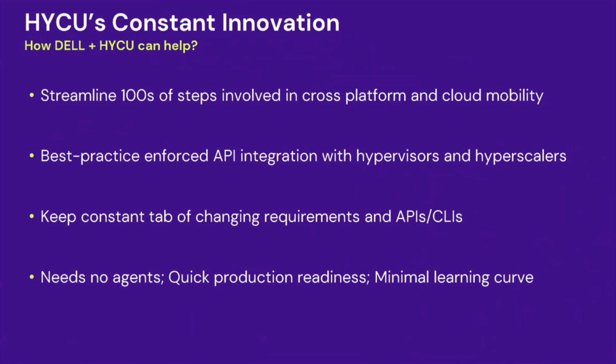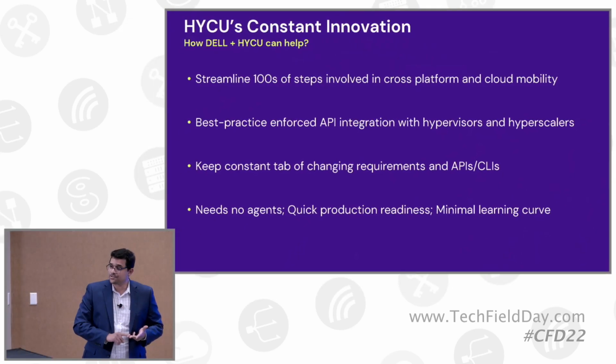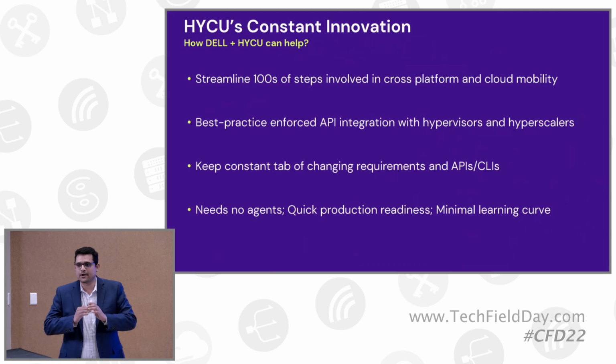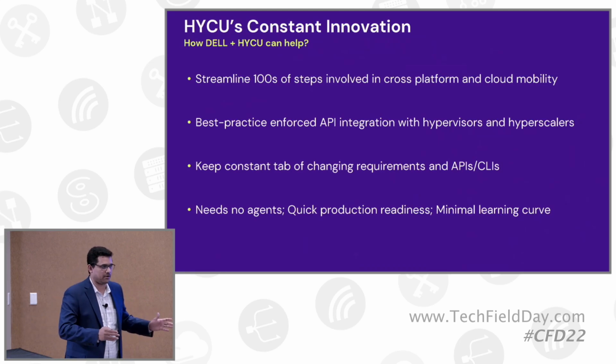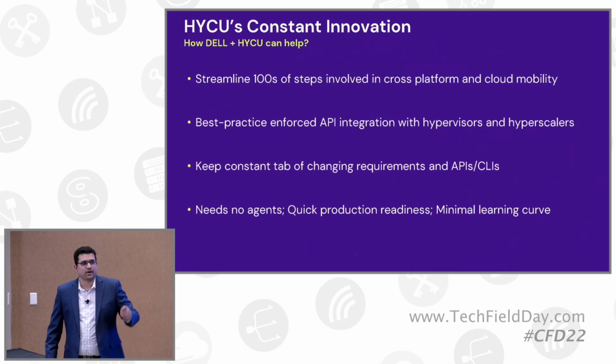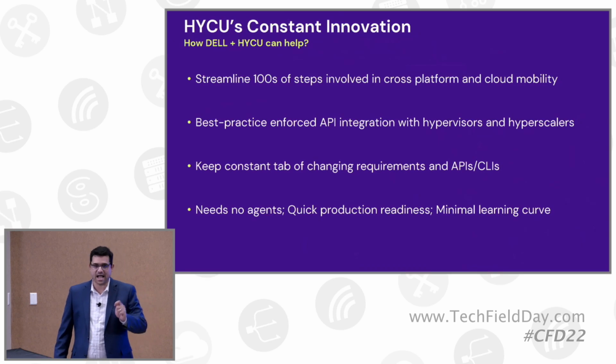All right. So what I mean by constant innovation is HYCU has the ability to integrate with multiple data sources with high-end API level integration. What this means is we are enforcing all of the best practices. We are ensuring that there is no performance degradation, and the connection in itself is always secure. That's number one. Number two is we have the ability to streamline all of those manual steps that I just talked about when it came to cloud migration, cross-cloud or cross-hypervisor migration. So you as an end user don't have to worry about keeping track of those steps manually.